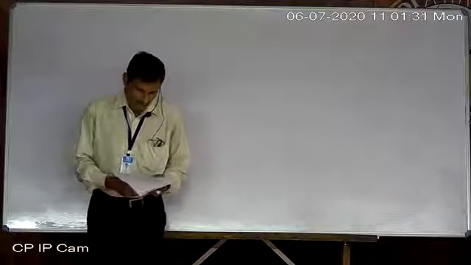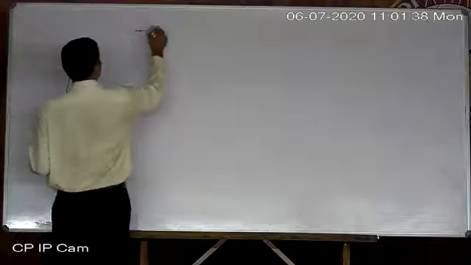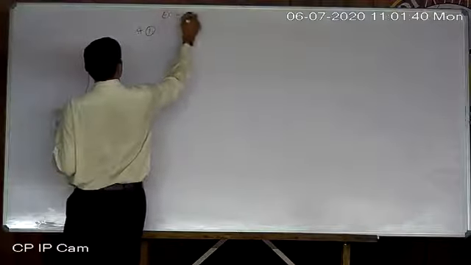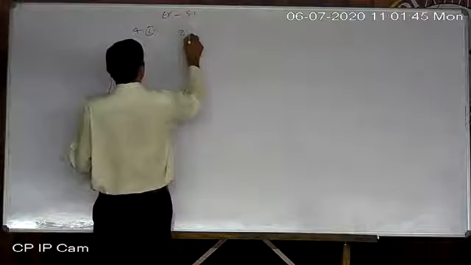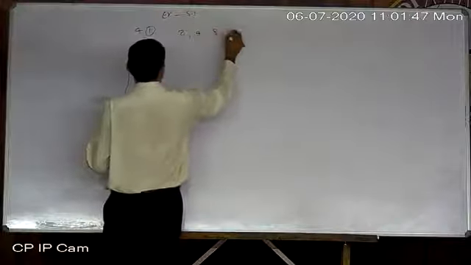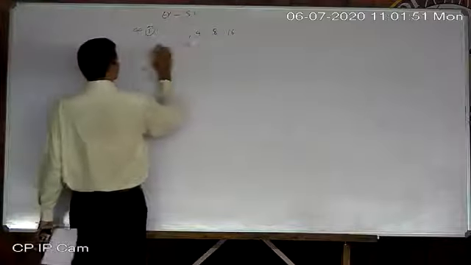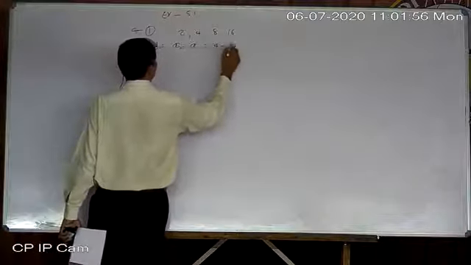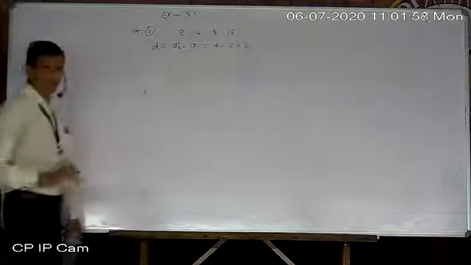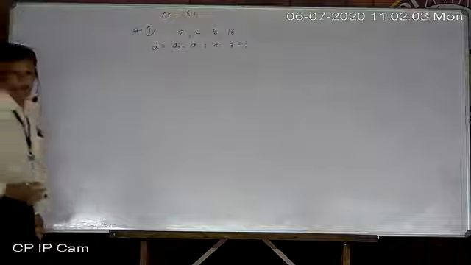Now, look at the first one: 2, 4, 8, 16. Exercise 5.1, question 4, first. Obviously, it is not an arithmetic progression. Even then, you just find the difference. A2 minus A1 is equal to 4 minus 2, equal to 2. You can only say no, obviously, very easy it is. But you have to show the steps why it is not.